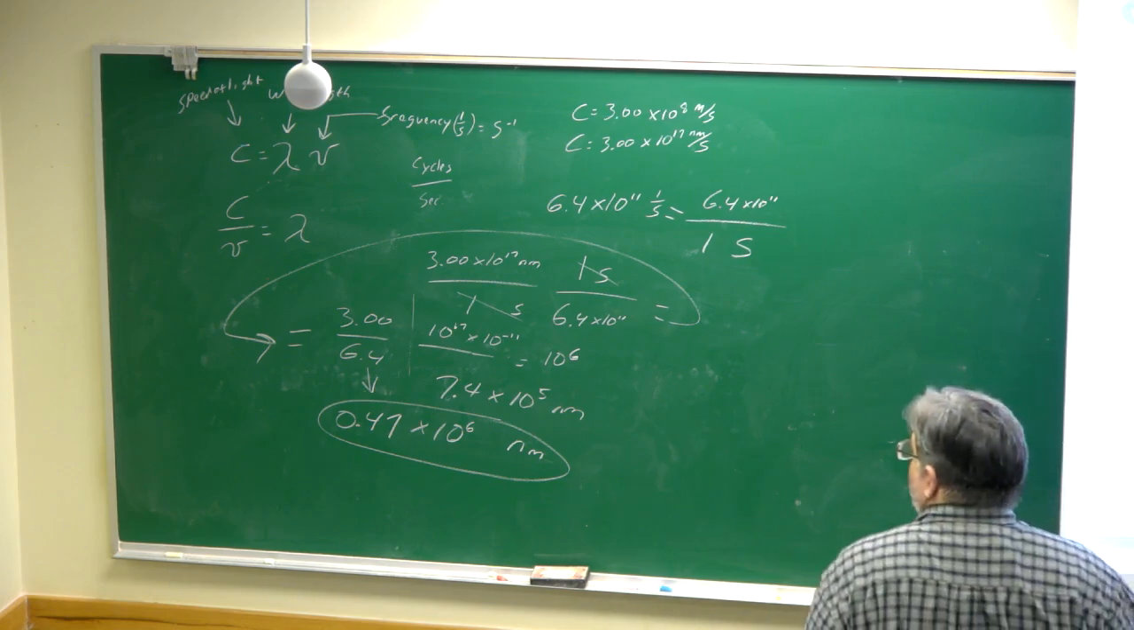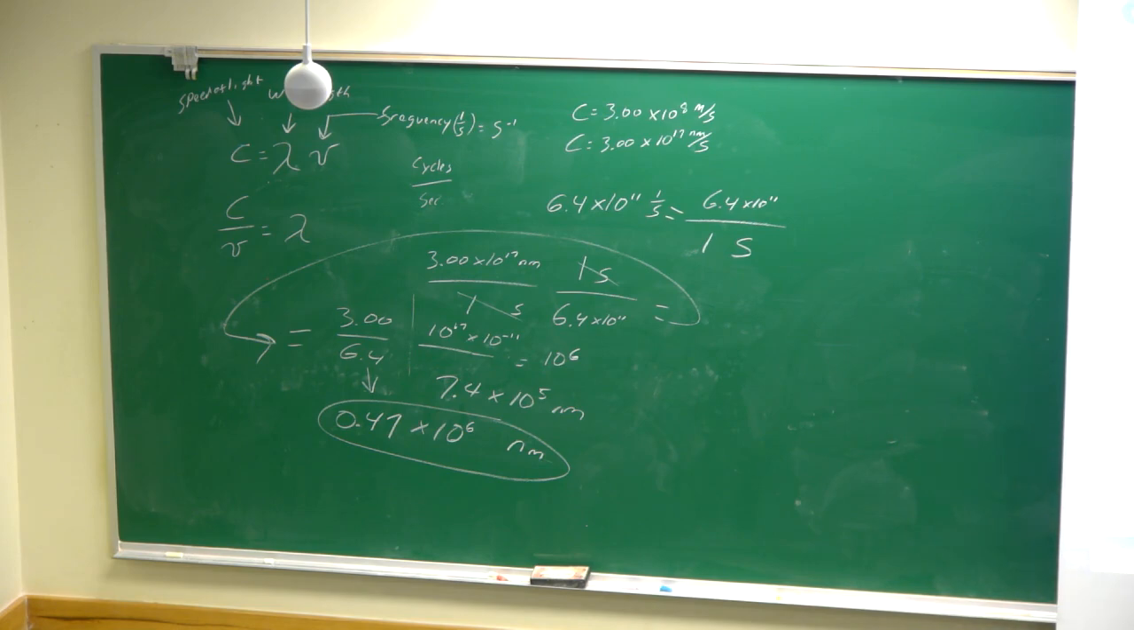Nanometers, frequency. We're given a frequency, but for a question like that, I'll give you this. That one, the frequency was 6.4 times 10 to the 11th. So this is wavelength, and that's frequency. 10 to the 11th.